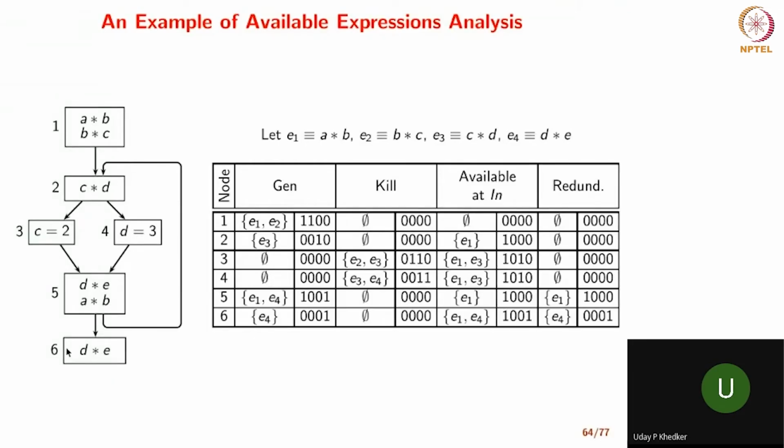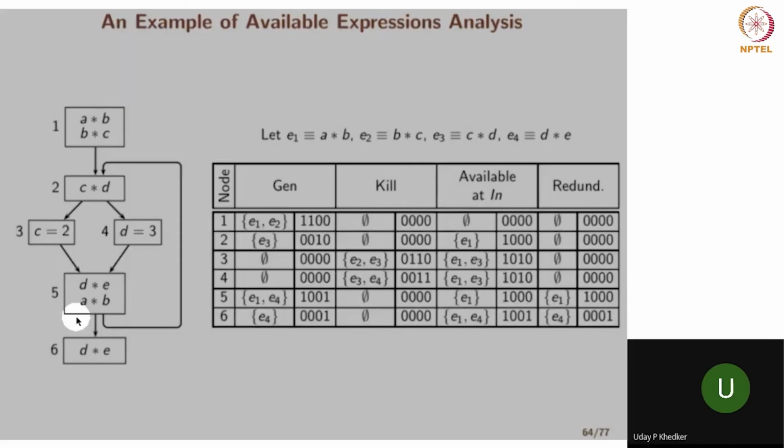Right? So this is the last computation of D star E. Now consider any path from here to here. Again, D is being defined, so we can go back along this loop, but D star E is once again recomputed. So remember what we had seen in the motivating example. We talk about the last occurrence of D star E here and the first occurrence of D star E here. So between these, D is not being defined. So this is also an example of an expression which is common and therefore can be eliminated.